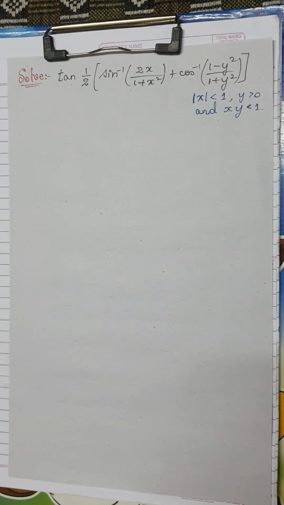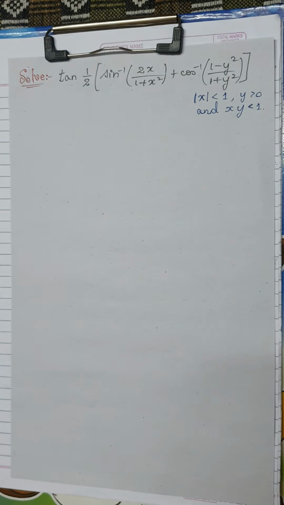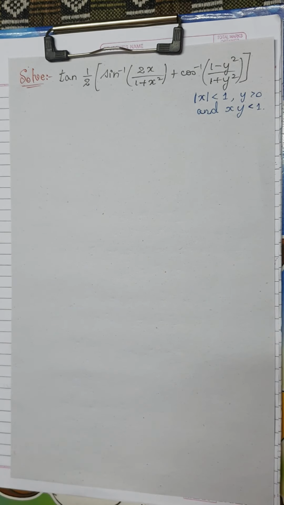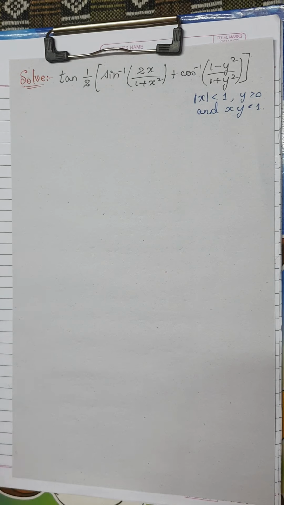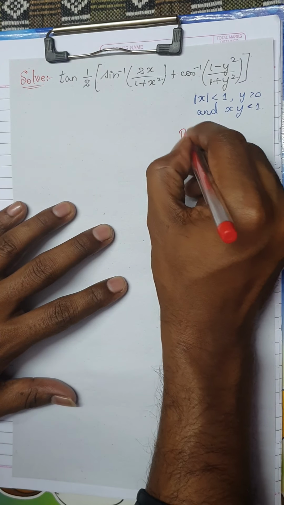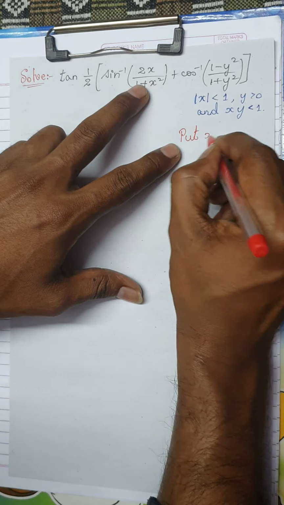Now friends, we shall move on to the next question. I have tan of half of sine inverse 2x divided by 1 plus x square plus cos inverse 1 minus y square divided by 1 plus y square. Okay, so we are going to solve this question by substitution. Remember this substitution. I am going to put x in place of x.